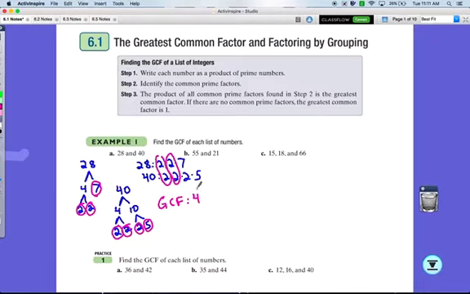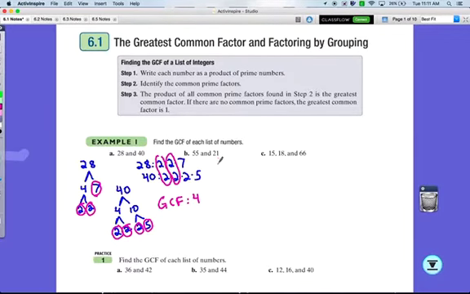Now, that's not the only way to do it. I could think about what numbers go into 28? Since I know it's 4 and 7, I say, will 7 go into 40? No. Will 4 go into 40? Yes. The only downside of that is sometimes you might miss something that's even bigger.